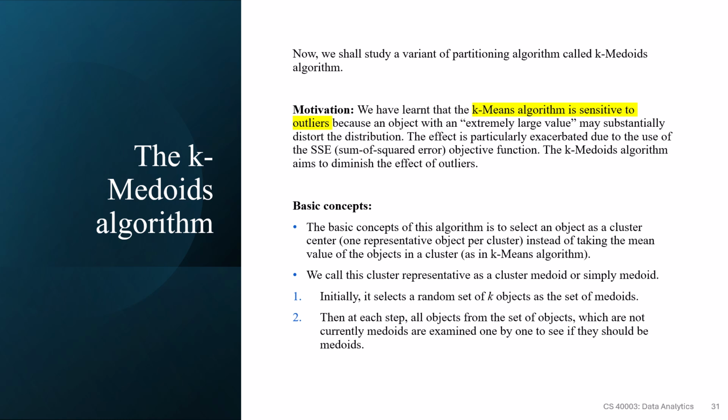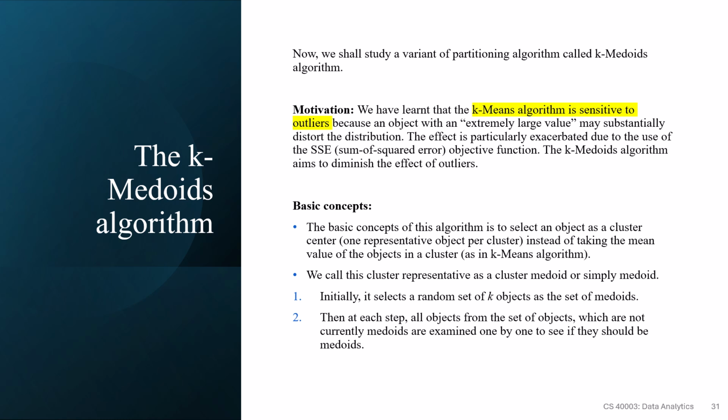The K-Medoids algorithm aims to diminish the effect of outliers. The basic concept of this algorithm is to select an object as a cluster center instead of taking the mean value of the objects in a cluster. We call this cluster representative a cluster medoid, or simply medoid.